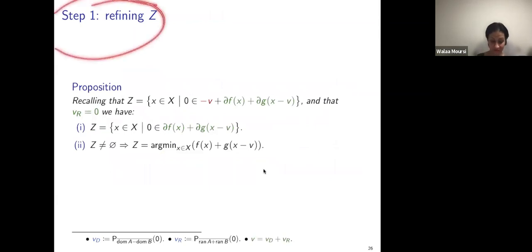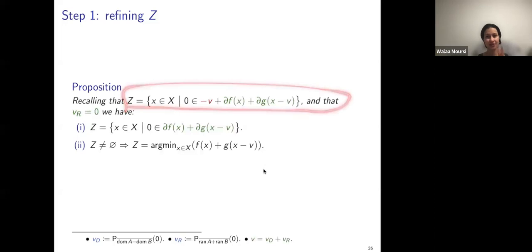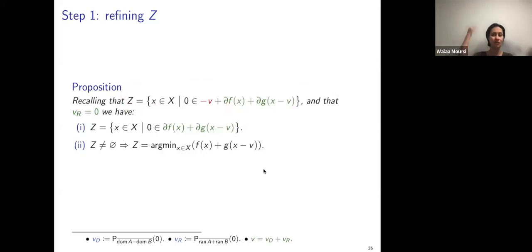So step 1 was refining Z. I won't prove that, but I will just show you what happens there. So the generalized solution set is the solution set of the perturbed problem. So instead of looking at the 0 of subdifferential f plus subdifferential g, we had the perturbation of the graphs of f and g, vertical perturbation, horizontal perturbation. So that was in the general framework what the generalized solution set looks like.